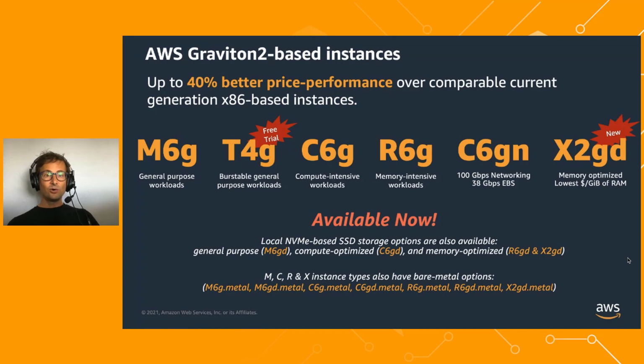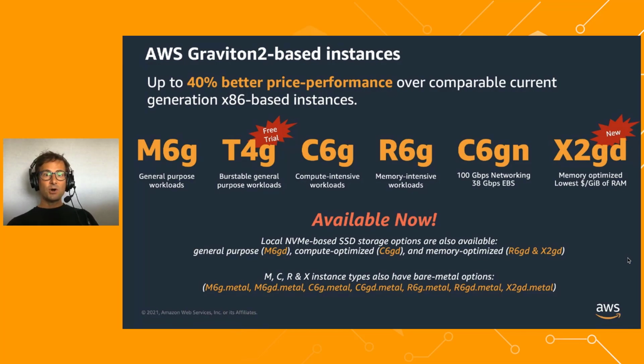As I mentioned, all those instances are available right now. On some of them, you can also use one of the variants with local NVMe SSD-based storage. So that's the case for the M6GD, the C6GD, and the R6GD. And of course, the X2GD has local disks by default.